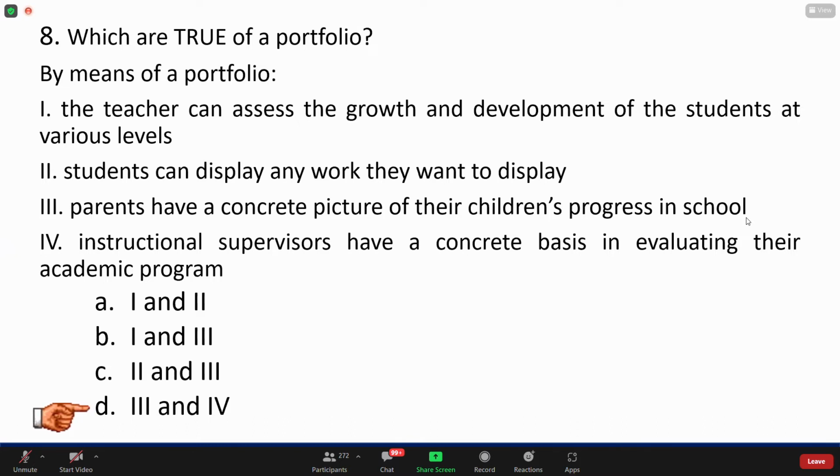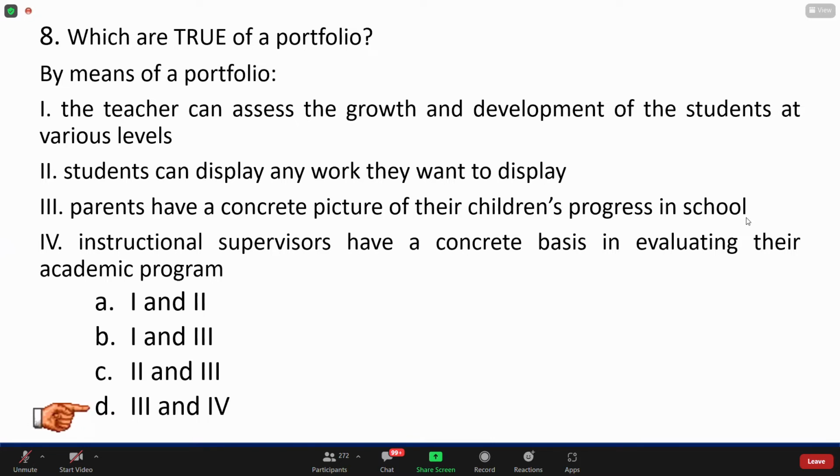So our focus will be that the parents will have a big picture, particularly a concrete picture of their children's progress. Kasi, di ba, pinapakita doon yung mga artifacts na output ng mga students, and also the different supervisors could somehow use this as a concrete basis for evaluating different academic programs.